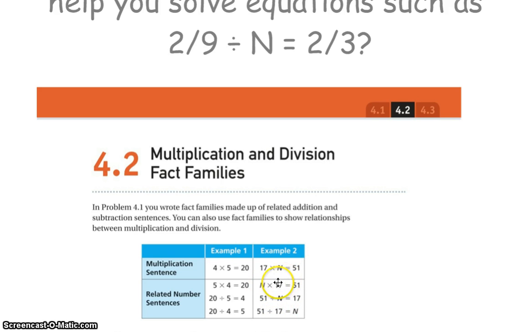Okay, so we take our factor times our factor to get our product. Then we can flip our factors around because multiplication is commutative and therefore the order doesn't matter. So we get n times 17 equals 51. And then because 51 is our product, we move it to the front for our division, and then we divide by one of the factors. So the product divided by a factor equals the quotient. Okay, so 51 divided by n would equal 17. Then we swap the two factors. 51 divided by 17 would equal n.